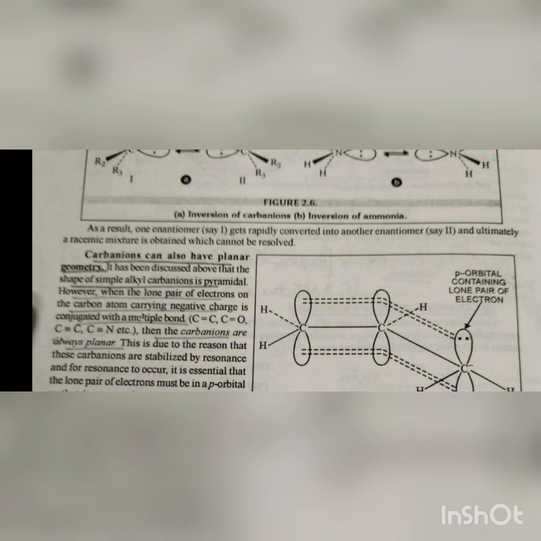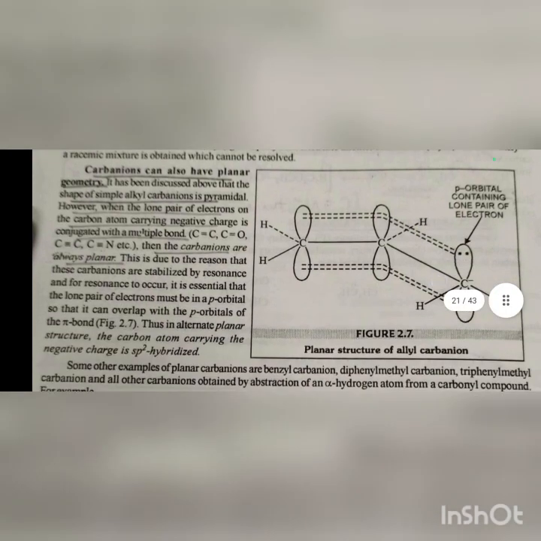Carbanions can also have planar geometry. It has been discussed above that the shape of the simple alkyl carbanion is pyramidal. However, when the lone pair of electrons on the carbon atom carrying negative charge is conjugated with the multiple bonds, then the carbanions are always planar. This is due to the reason that these carbanions are stabilized by resonance, and for resonance to occur, it is essential that the lone pair of electrons must be in a p orbital so that it can overlap with the p orbitals of the pi bond, as shown in figure 2.7. Thus, in this planar structure, the carbon atom carrying the negative charge is sp2 hybridized.